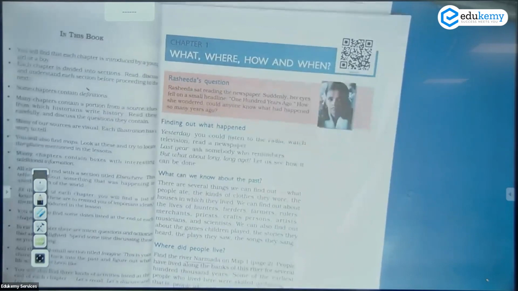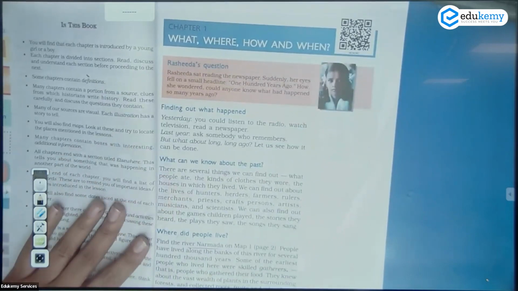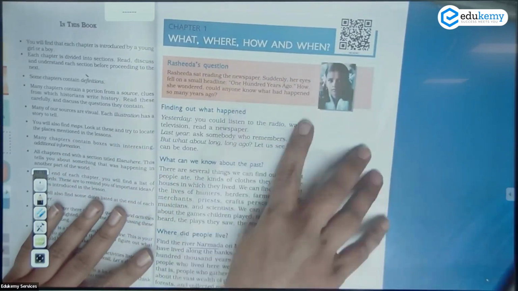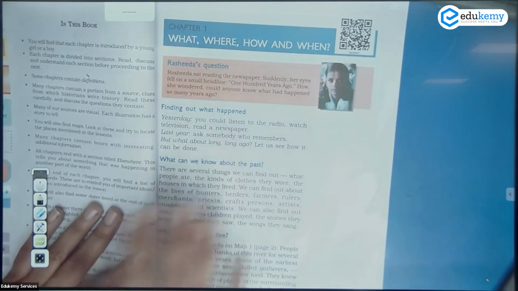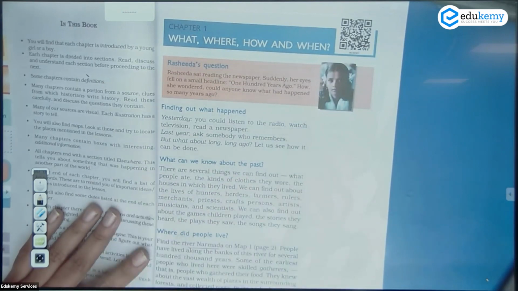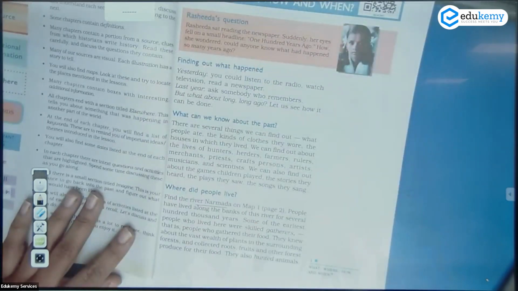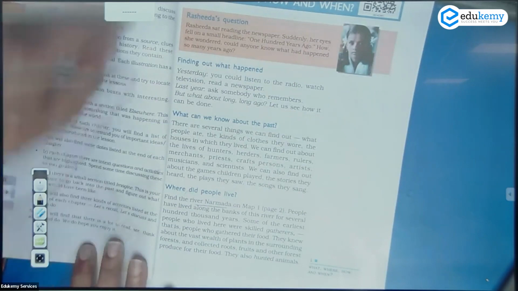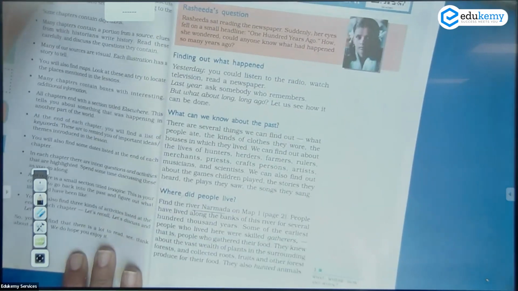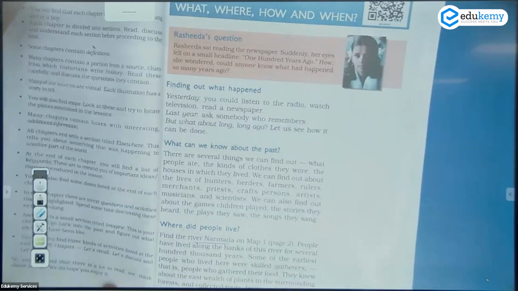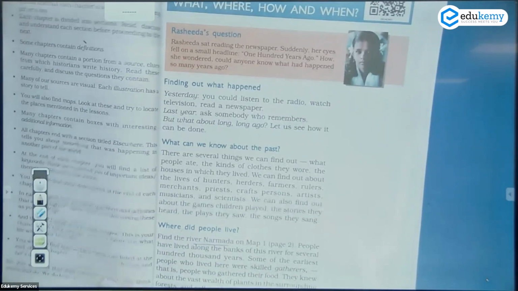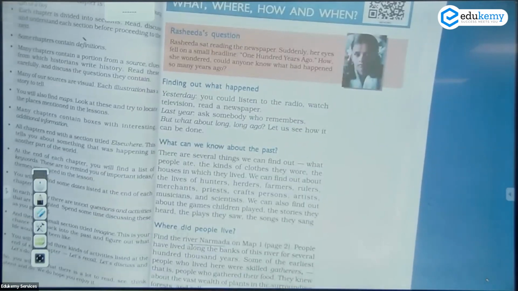Now here, while you're reading this first chapter, okay, something is given, Rashida's question, finding out what happened yesterday. How do you find out? Or what do you look out in the past? Or where did people go? Where did people live? I can see a place called Narmada. I am just reading this NCERT. So how do you find what happened in the past? Where did people live?